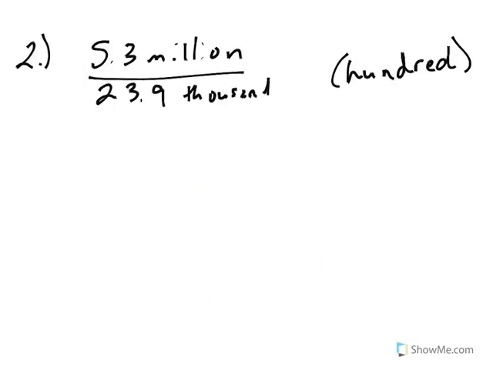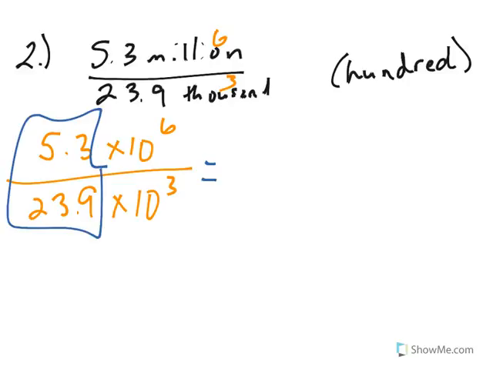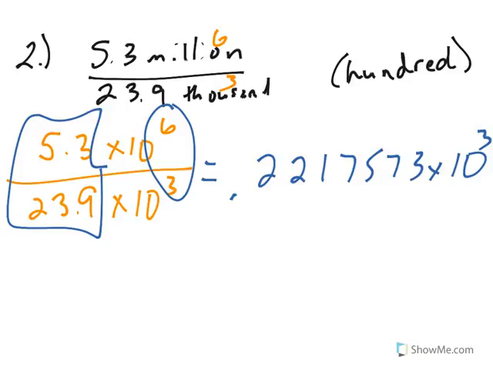5.3 million divided by 23.9 thousand. Well, we want to round to the nearest hundred. I don't know about you guys, but million and thousand are throwing things off. So what I'm going to do first is that I know that millions means 6 and thousand is 3. So I'm going to rewrite this as a makeshift scientific notation. I know it's not exactly scientific notation because we have this 23.9, but I can still do exponent math like this. So I'm going to start by dividing 5.3 by 23.9. And I'm going to get 0.22175773 times 10 to the, subtract my exponents, and I get 3.